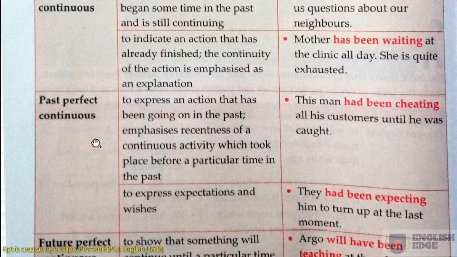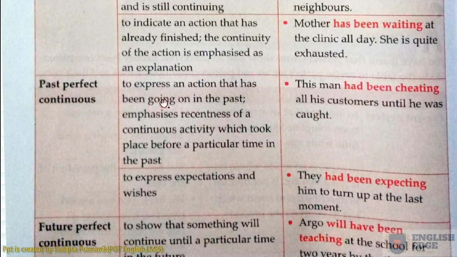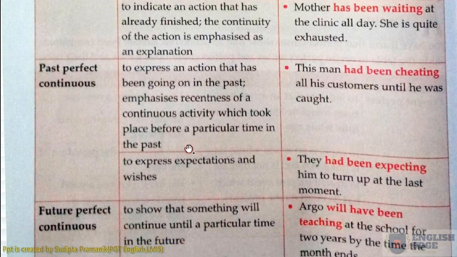Now past perfect continuous tense, to express an idea that has been going on in the past, emphasizes recentness or a continuous activity which took place before a particular time in the past. The man had been cheating all his customers until he was caught. So it is the first point.